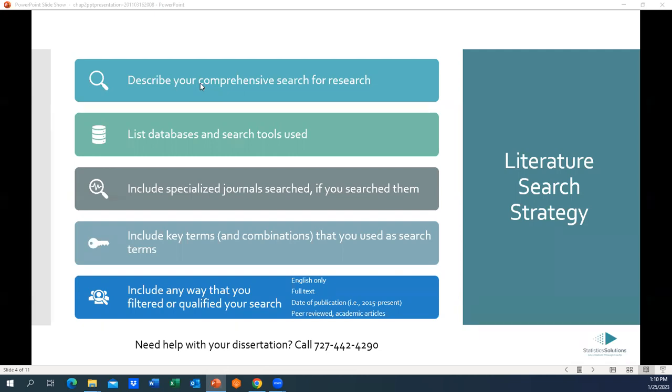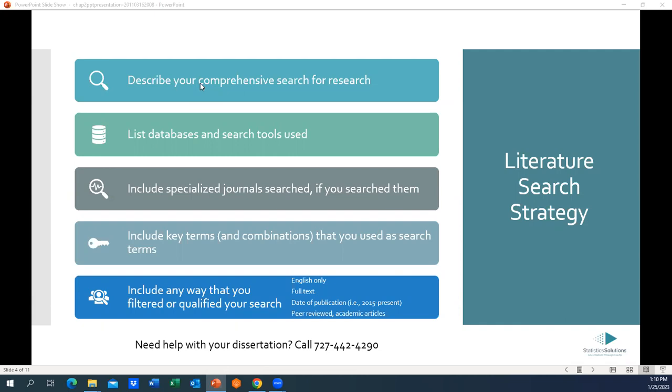So you want to start off with something about where you searched, right? And it's usually going to be your university library. You have electronic access, online access to your own university library, which you can get into and search databases through that. So, you conducted a comprehensive search through so-and-so university's online library portal, right? List the databases that you searched, and any search tools.